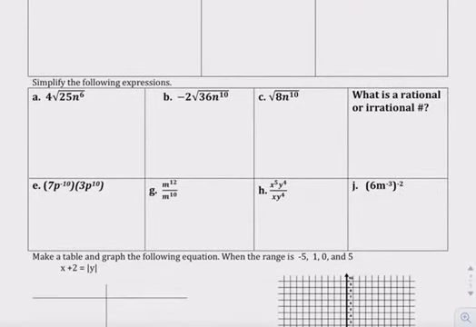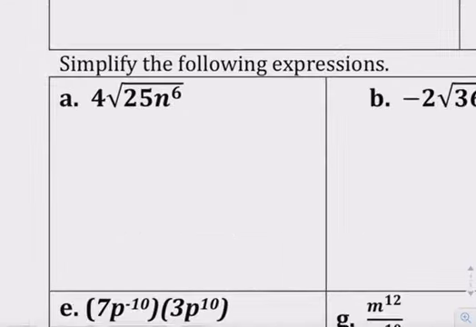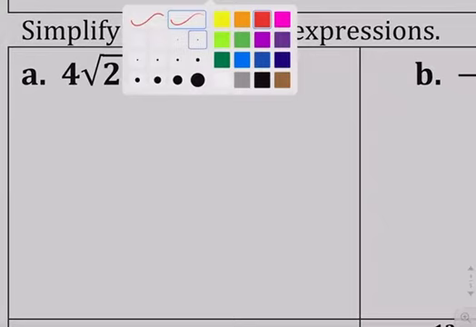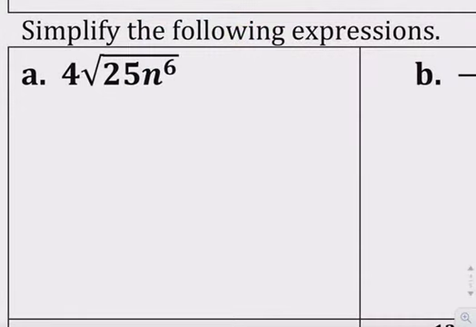Okay, we go to here. I didn't have time to explain this. Okay, this, you need to do this here. You break this up as 4 times the square root of 25 times 6.